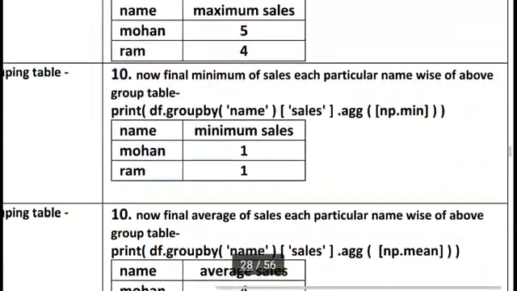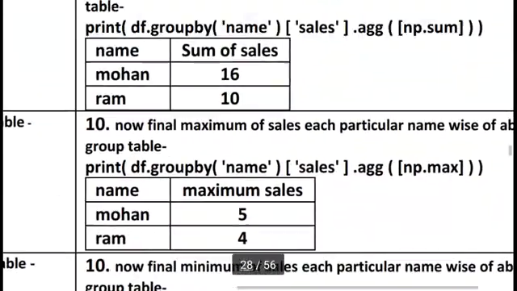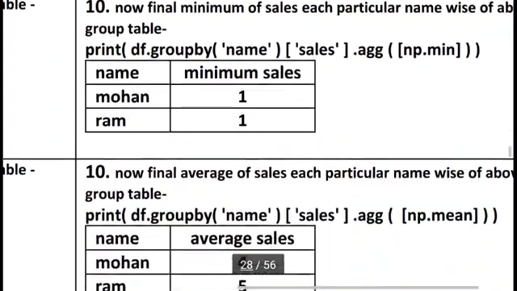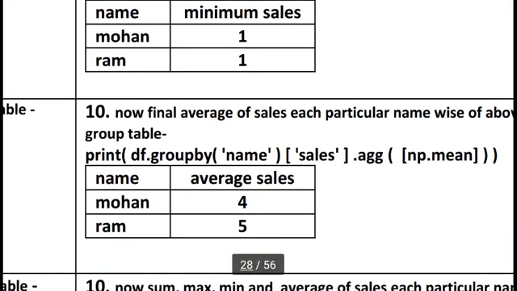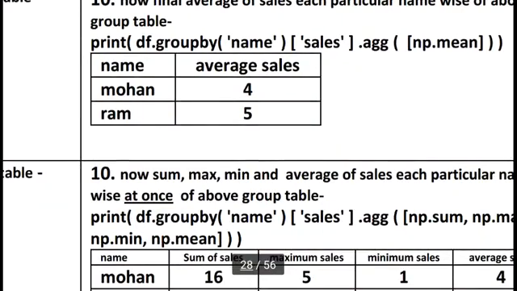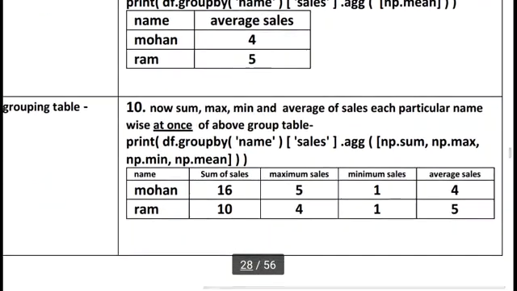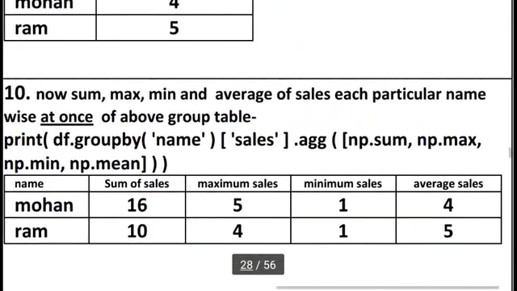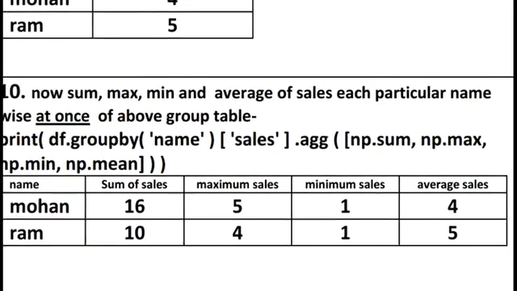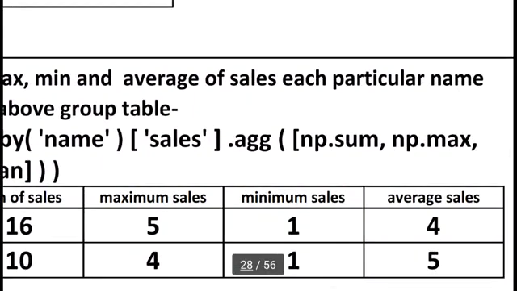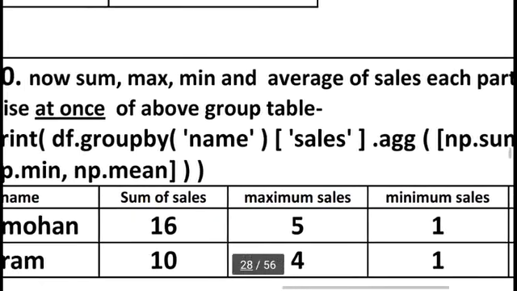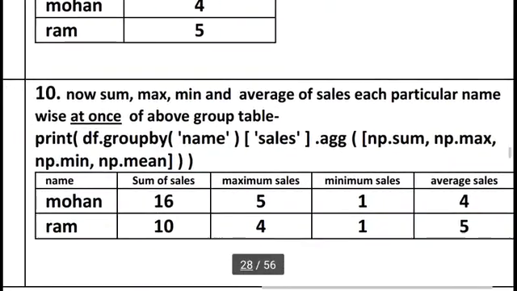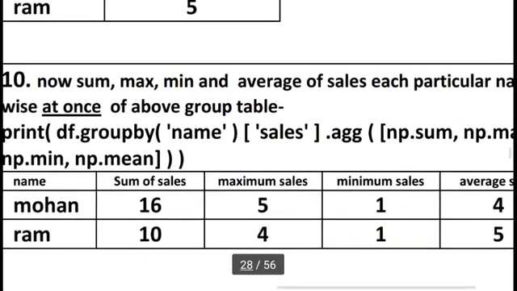All the arithmetic operations, np.sum, np.max, np.mean and np.min, we can put together directly in one statement. So you can see the same thing in df.groupby name cells .agg. Here I am using square brackets, and all the arithmetic aggregate functions I put together, np.sum, np.max, np.mean and np.min. So all the above output we can directly see in one result.